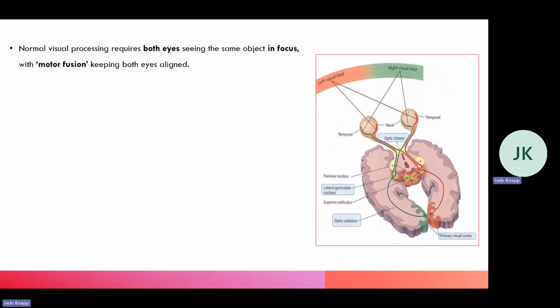So let's talk a bit about visual development in children. So what do we need for normal vision? Normal vision requires both eyes seeing the same object at the same time in focus, okay? Which means that there's a process called motor fusion, which keeps both eyes looking at the same target so that the eyes are aligned, right? They're looking in the same direction at the same time. If one eye is looking straight ahead and the other eye is looking left or right, you've lost motor fusion for some reason.